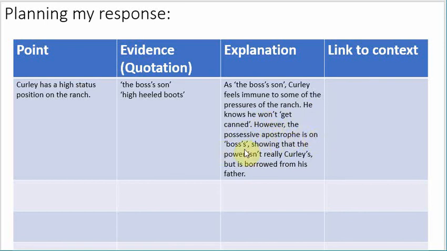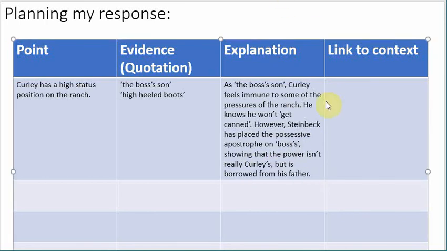However, the possessive apostrophe is on bosses. Can you see how we've gone for a language technique here? We're looking specifically at how Steinbeck has written this. Now this is pretty good, but can you see how in my answer I haven't actually said Steinbeck? If I said Steinbeck has put the possessive apostrophe on bosses, that would have been a much better answer. In fact, let's change that now. So much the better. So now we've got the author here, Steinbeck has placed the possessive apostrophe on bosses, showing that the power isn't really Curly's but is borrowed from his father. So we're starting to see a bit more detail in how this high status is actually being expressed in the novel.